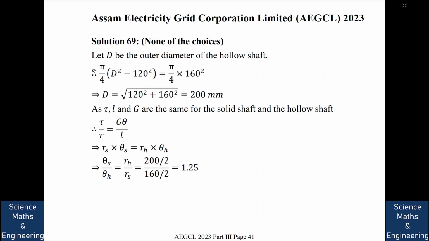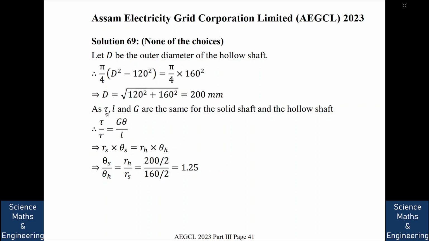Let us explore. Now, what would this hollow shaft outer diameter be? Outer area minus inner area. So pi by 4 into (D square minus 120 square) would be equal to the area of the solid shaft, that is pi by 4 into 160 square. From here we get the outer diameter as 200 millimeter.